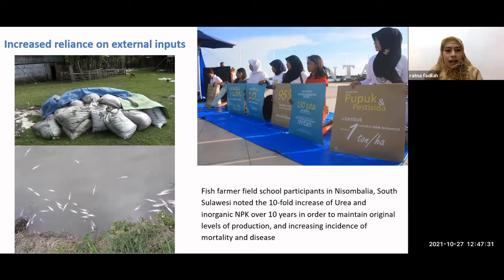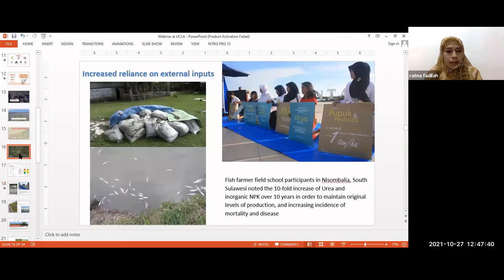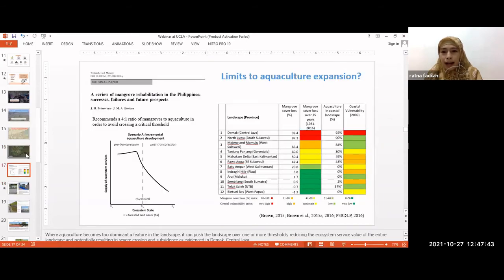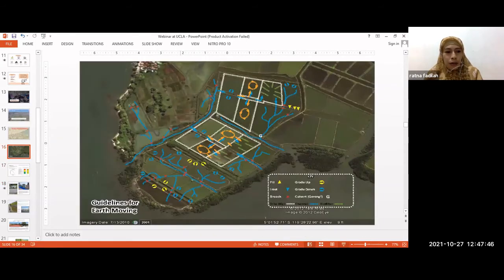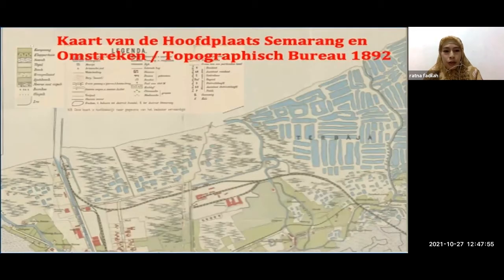This one, the map before, shows that ponds existed in the map since 1892, or more than 130 years ago. So the maps show that ponds have existed since 1892, or more than 130 years ago. That means the pond is very old.